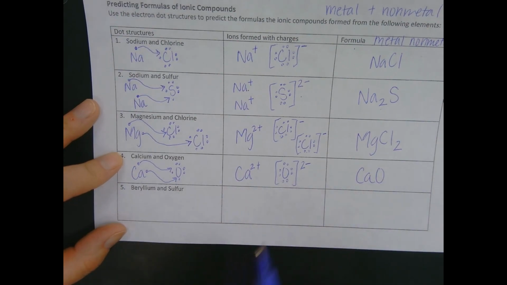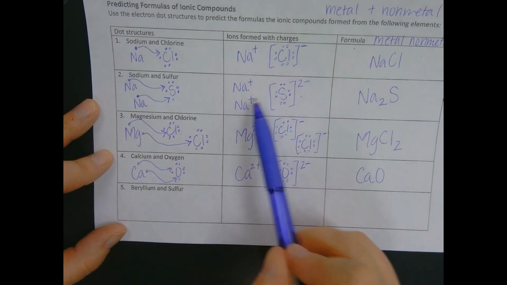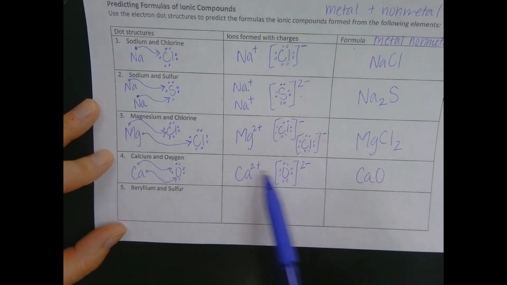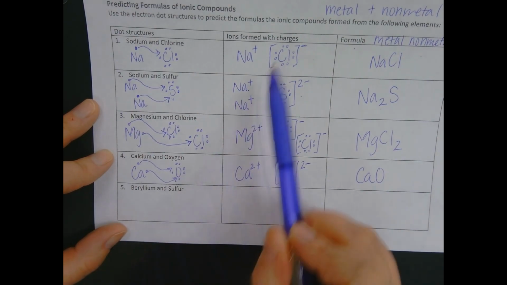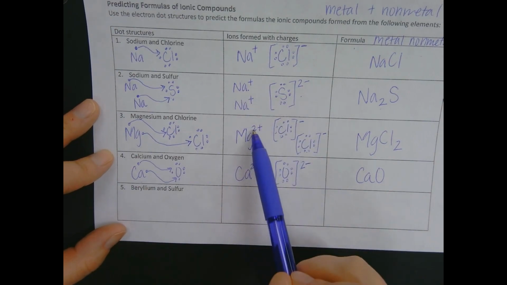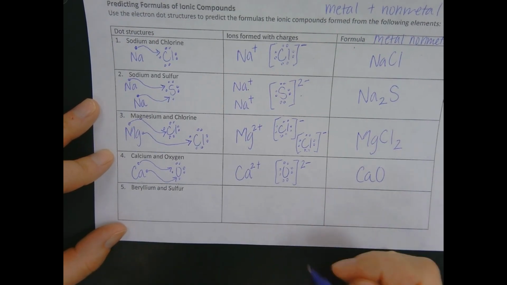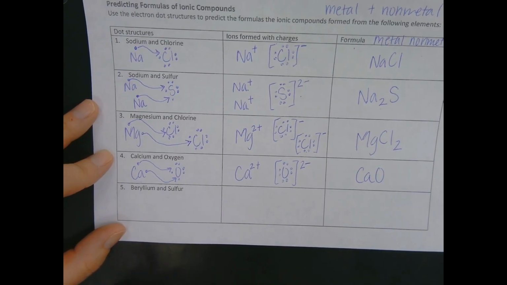Now, if you notice, for all of these, if you add up the plus and the minuses, they add up to 0 every time. We have what's called a net neutral compound. So a plus and a minus is 0, 2 plus and 2 minus is 0, 2 plus and 2 minus minus is 0. And so it's a net neutral compound. So what you're going to do is continue and finish the rest of these examples on your own.